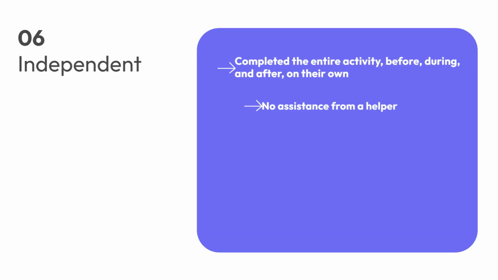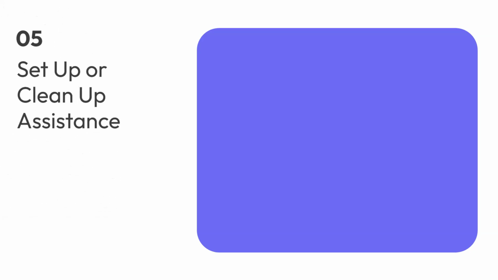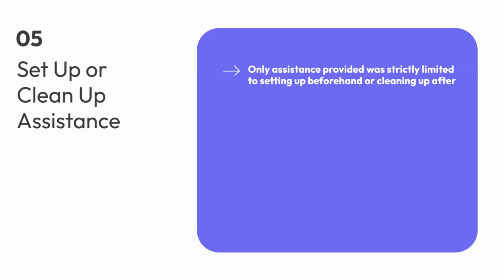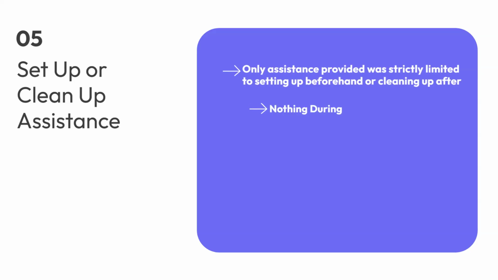Starting with 6, independent, meaning the resident completed the entire activity before, during, and after, on their own, with no assistance from a helper. 5, setup or cleanup assistance, will be an appropriate choice when the only assistance provided was strictly limited to setting up beforehand or cleaning up after, nothing during.